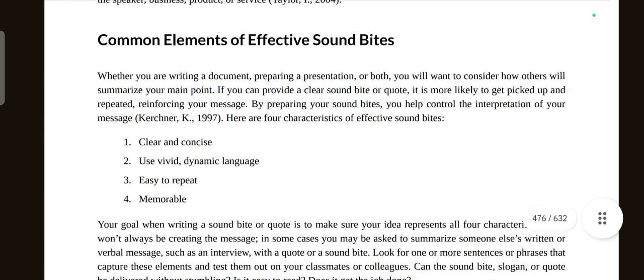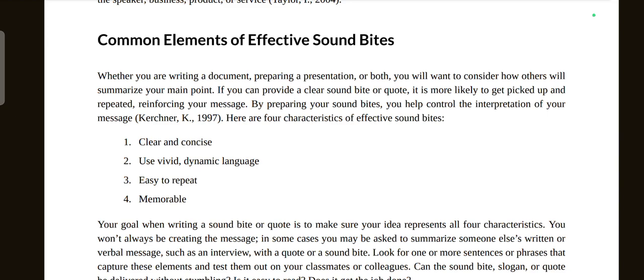So, in order to prepare your sound bites, here are four characteristics of an effective sound bite. So, first is clear and concise. Your document or your quote must be clear and concise. So, your audience must not be confused about your written or verbal message. Second is use vivid, dynamic language. So, it is not literally that you will use a hard word. You just use vivid or dynamic language or an easy word.